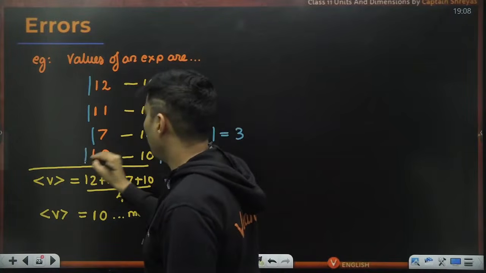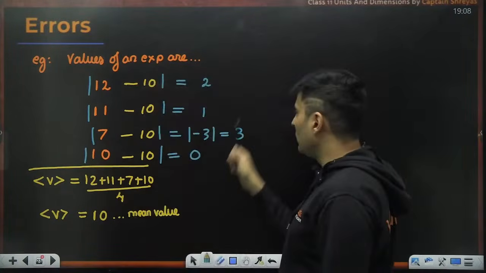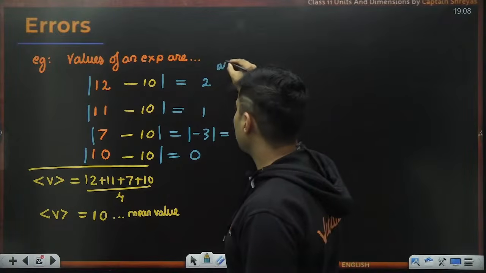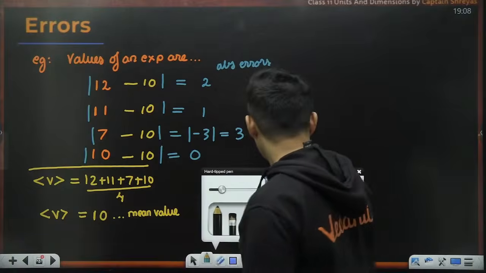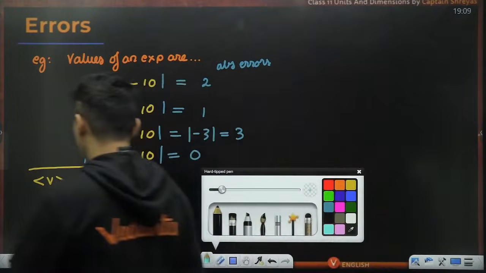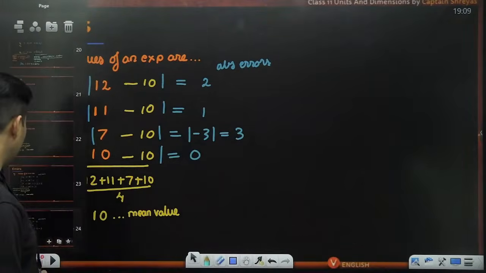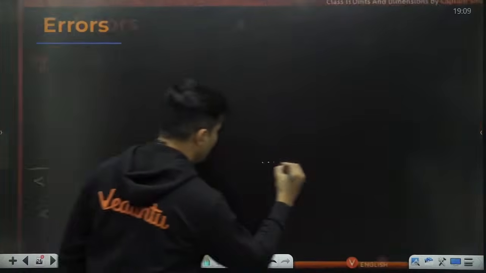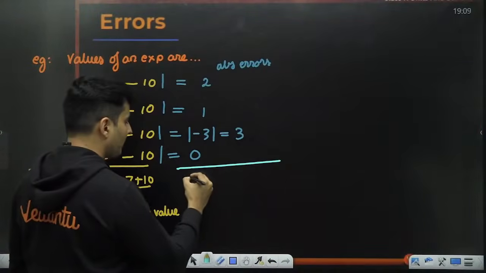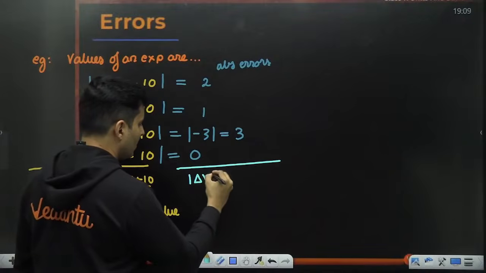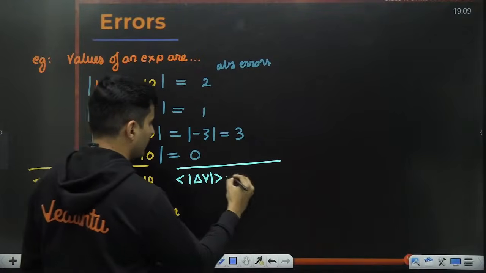Always take the mod values. So we have found out the absolute errors. What is the next step after finding the absolute errors? You have to find the average of these absolute errors.